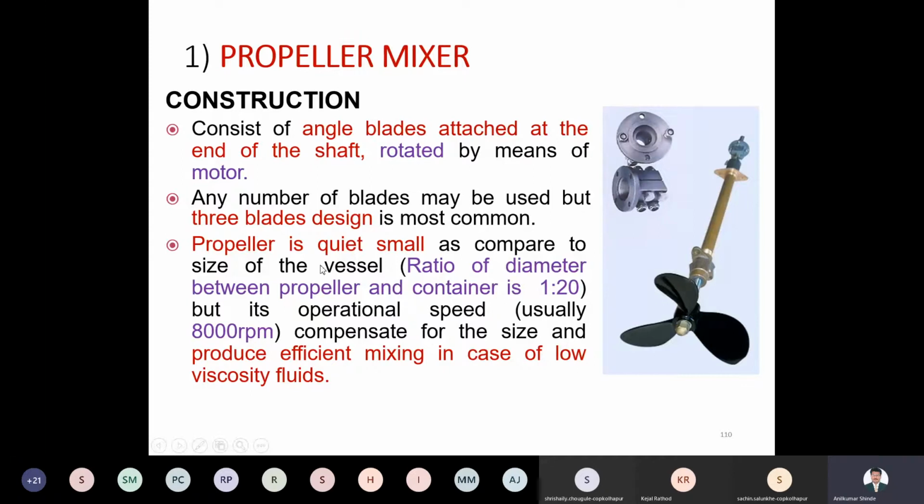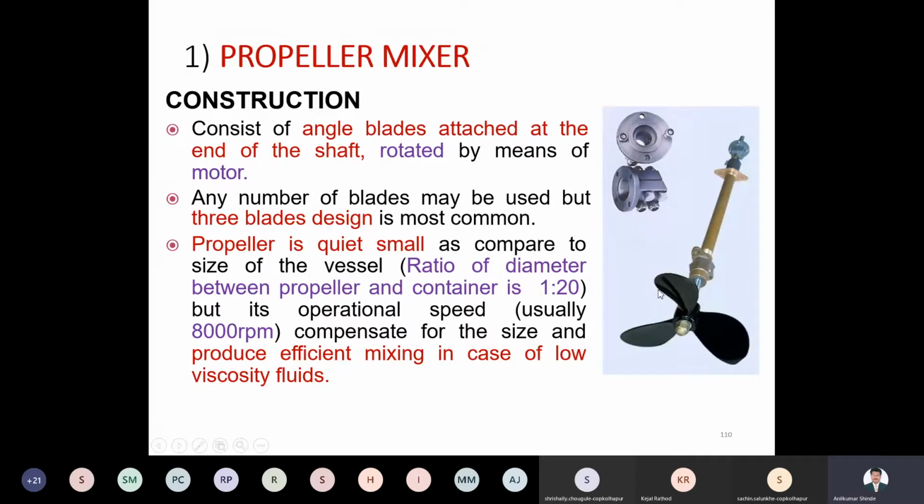The number of blades used gives, for example, a 3-blade design. Maybe two blades, three, four or five blades are used. Depending upon the blade size, a shearing force is created. Understand it? So this is a 3-blade type of propeller design.